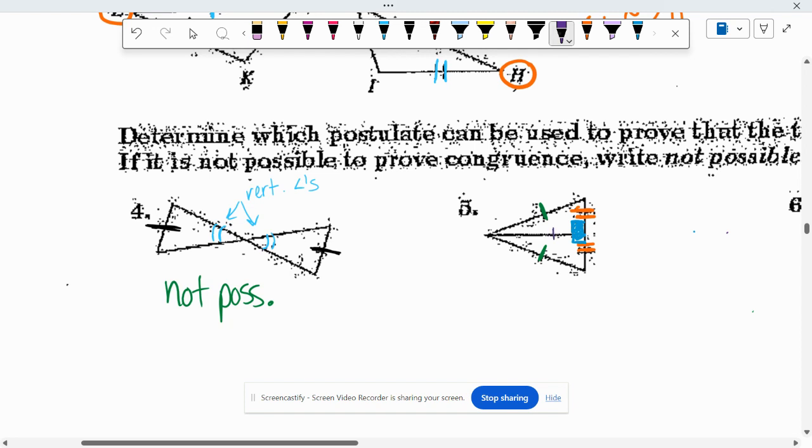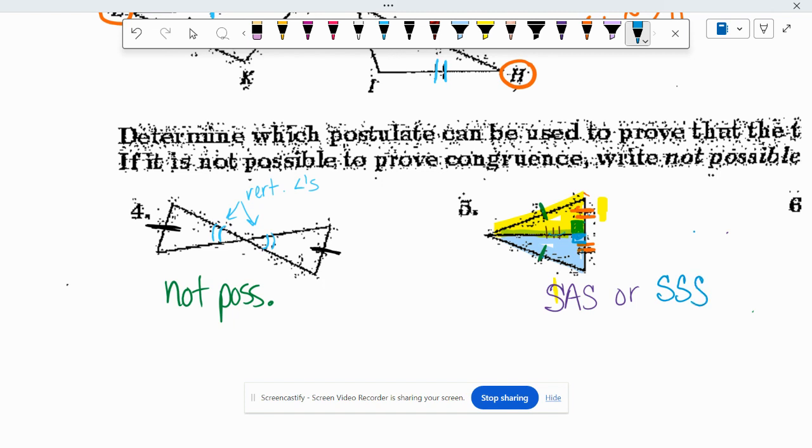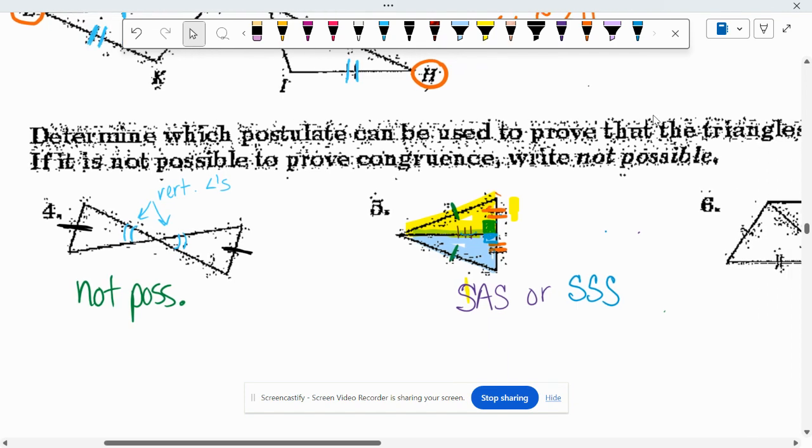SAS? Well, then we would need to have this marked, right? Because this is the side angle side. So we could use side angle side. What else could we use? Don't all of the sides from this triangle right here correspond to all of the sides from the triangle below it? This side is congruent to that side, this end is congruent to that, and this is congruent to itself. So we could also use side, side, side. You could prove this two ways.